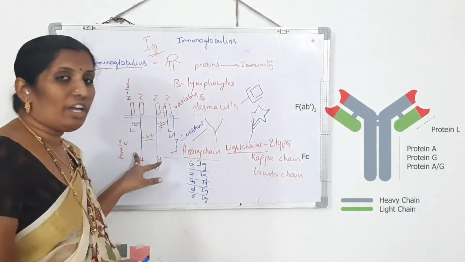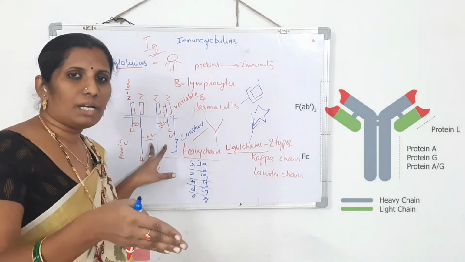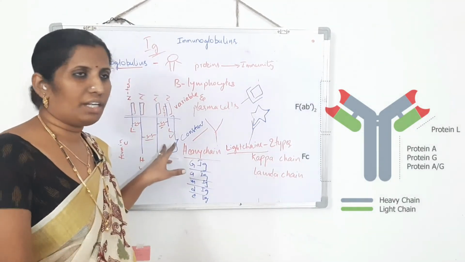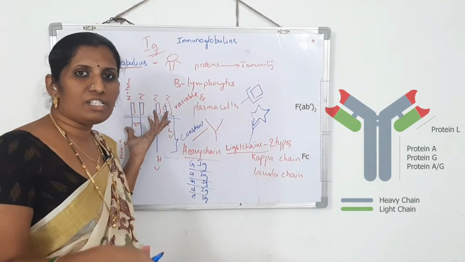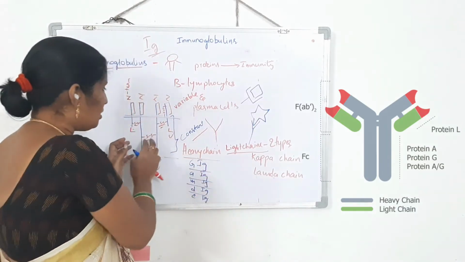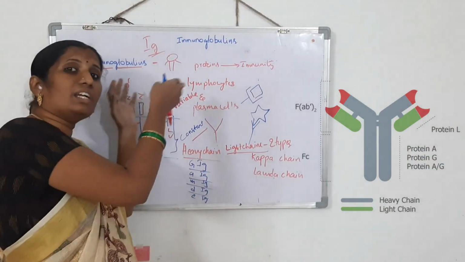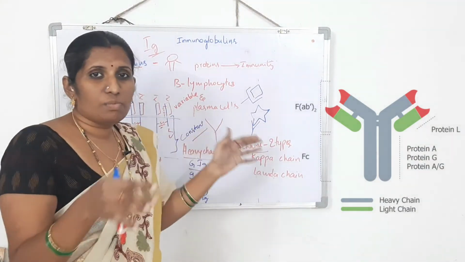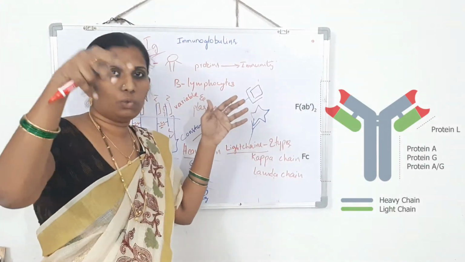So the two heavy chains here will be of the same type, either G type or A or M or D or E, and at the same time the two light chains must be a single type, either kappa type or lambda type. Okay? So the difference may be between heavy and light, but there is no difference between the two L and the two H.